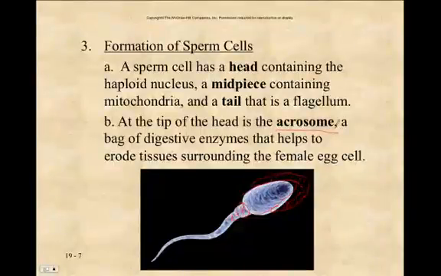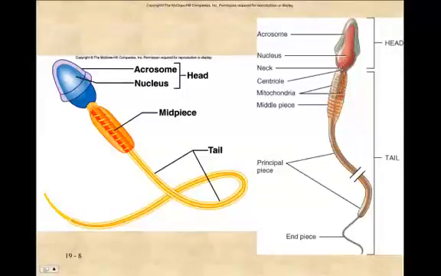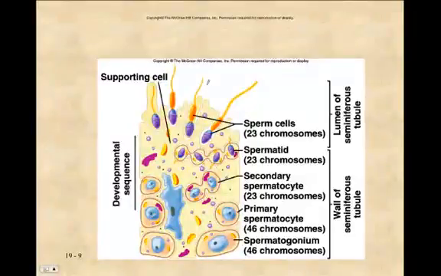So that's the acrosome. Here it's nice because they actually have them drawn in. Here you can see the head, and here would be the nucleus containing the DNA for the sperm. Then here's the acrosome, that bag of digestive enzymes. And here is the mid piece, and inside here are lots of mitochondria that are going to power the tail, or flagella. This also shows you the mid piece a little better. So those are the main parts of a sperm cell.